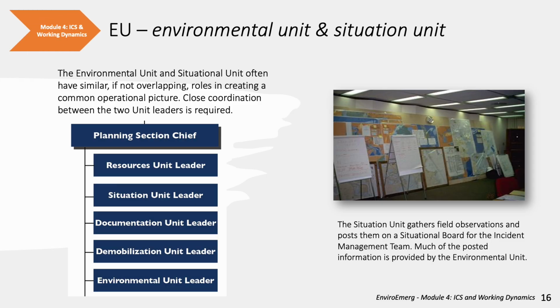Within the planning section, the environmental unit and situation unit often have similar, if not overlapping, roles to create a common operational picture for the incident management team. Close coordination between these two unit leaders is required. An example is the situation unit gathers field observations and posts them on a situation board for the incident management team. Much of the posted information is provided by the environmental unit. It's important not to try to overlap roles.